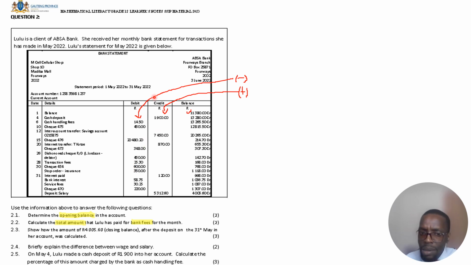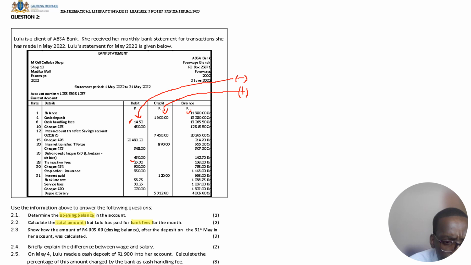So I'm not going to waste time and look for banking fees here. I'm going to look for banking fees in the debit column and then calculate those things. So how am I going to do it? We have this amount here of 14.50. They are saying this is cash handling fee. So this 14 rands 50 is a fee that was charged. And then we also have this amount here of the transaction fees. It's also another fee that we need to include there.